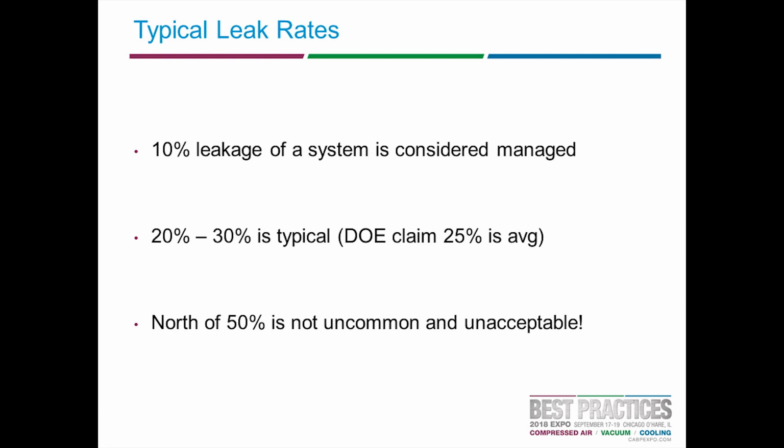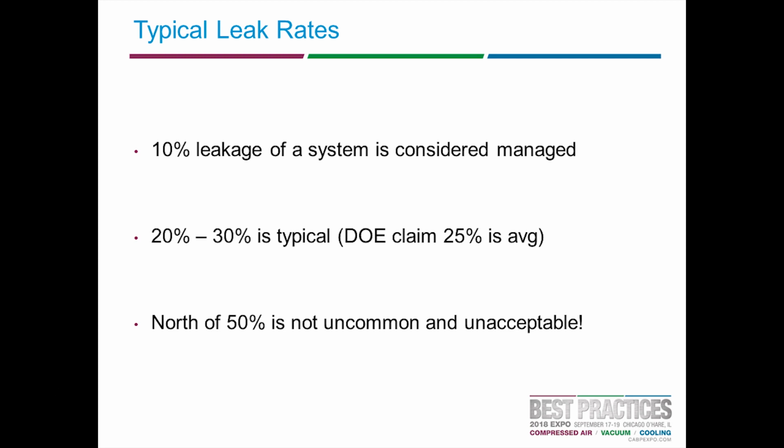Typical leak rates of compressed air systems are astonishing. 10% of a leakage of a typical compressed air system is considered managed. 20 to 30% is typically what we see. In fact, the DOE, or the Department of Energy, claims that 25% is average. North of 50% is not uncommon and is unacceptable.